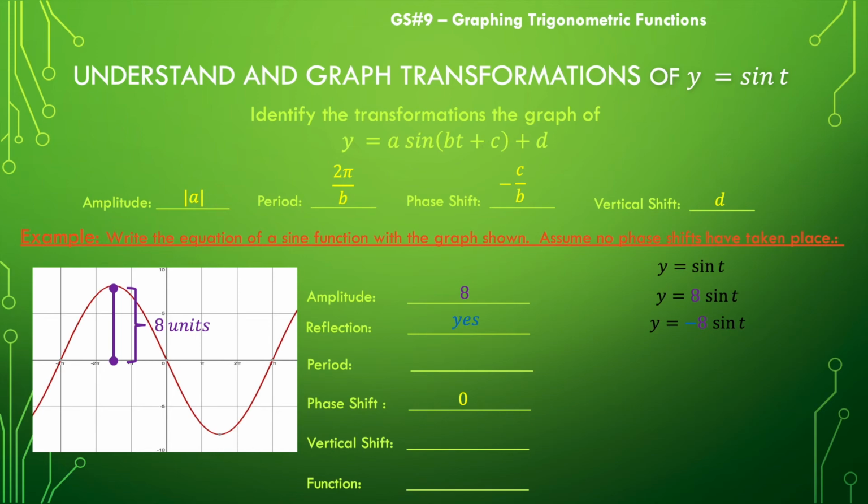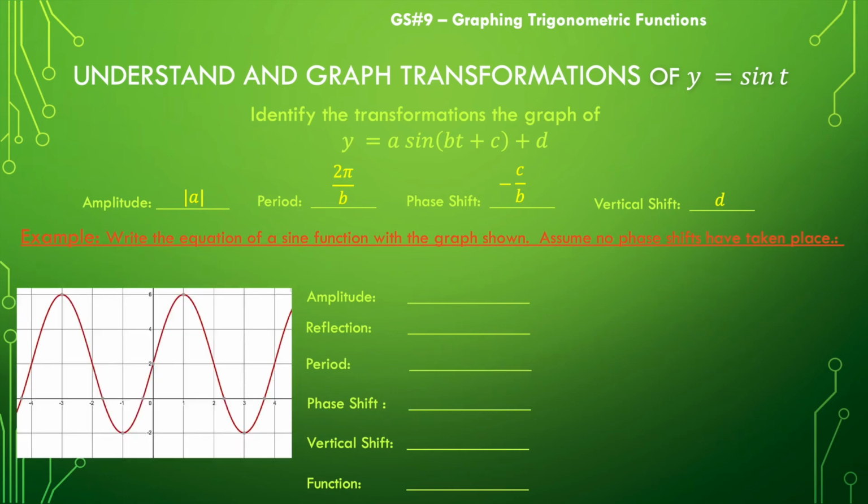Now, how about the period here? For one complete cycle, one hill plus one valley, we need to look and see how long that is. And we can tell that that is 6 pi units long. So our period is 6 pi, which means we'll use that to solve for b. 2 pi over b is equal to 6 pi, and that gives us b is equal to 1/3. So we can put that in the corresponding place. And again, there's no vertical shift. And so we know what our function is.